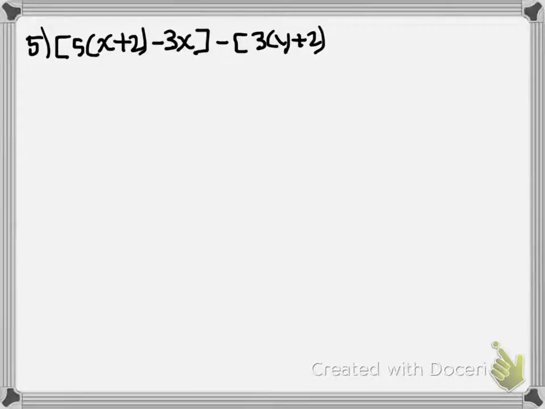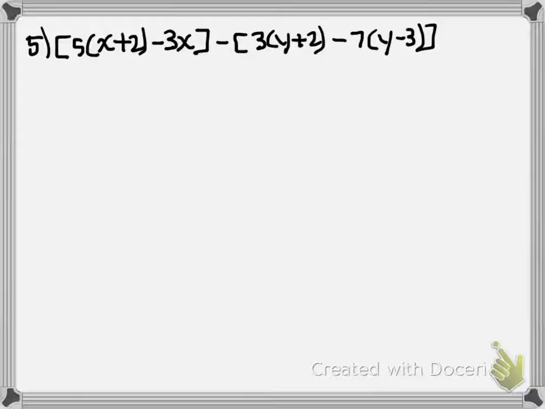Now this one, I'm not going to be so lucky. I have brackets, 5 times parentheses, x plus 2, close the parentheses, minus 3x, close the brackets, minus and then I've got brackets 3 times the quantity y plus 2 minus 7 times parentheses 7 minus 3, close parentheses, close the brackets. So here's the deal. I want to get down to as few numbers as possible inside the brackets before I try to distribute to get rid of the brackets.